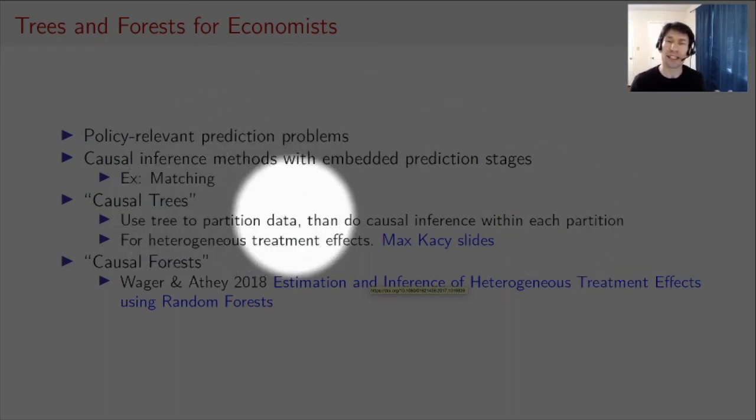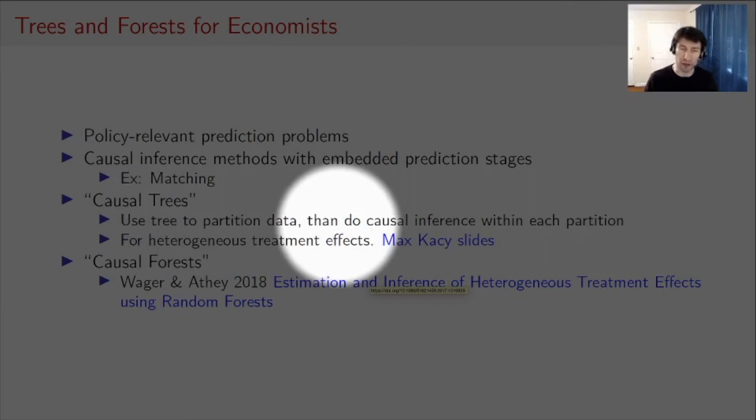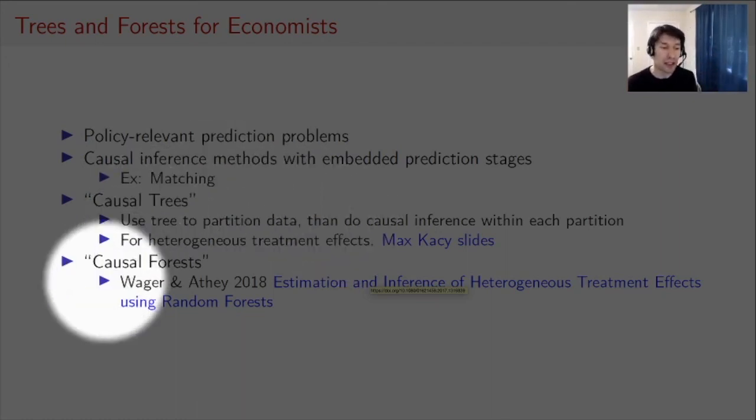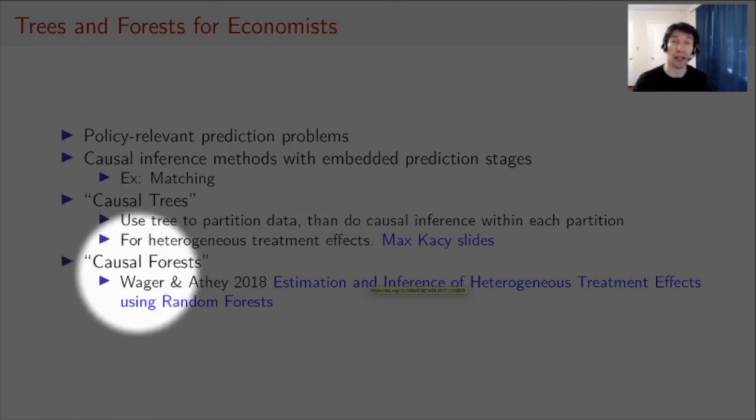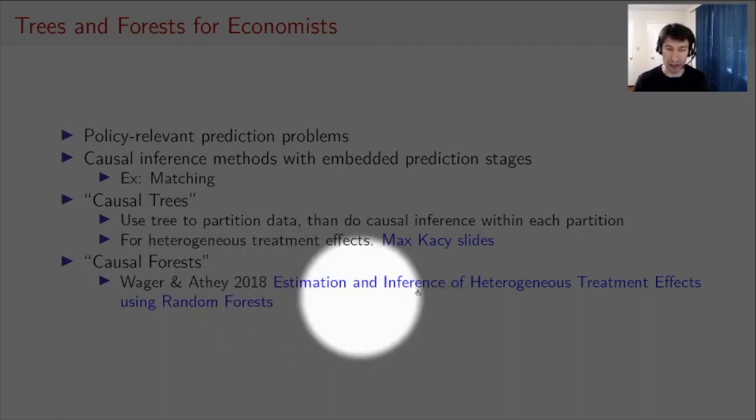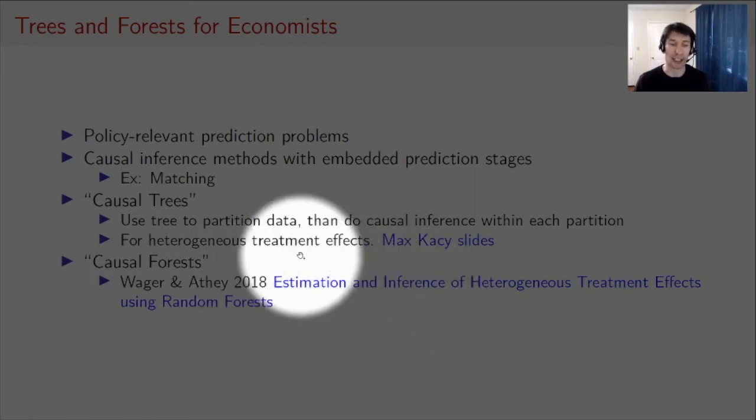So this is to identify heterogeneous treatment effects, and it's a way to combine the power of the tree algorithms with the power of our causal inference algorithms. And finally, this has been pushed a little further by Wager and Athey as causal forests, and you can look out for this paper from a couple of years ago that shows you that.